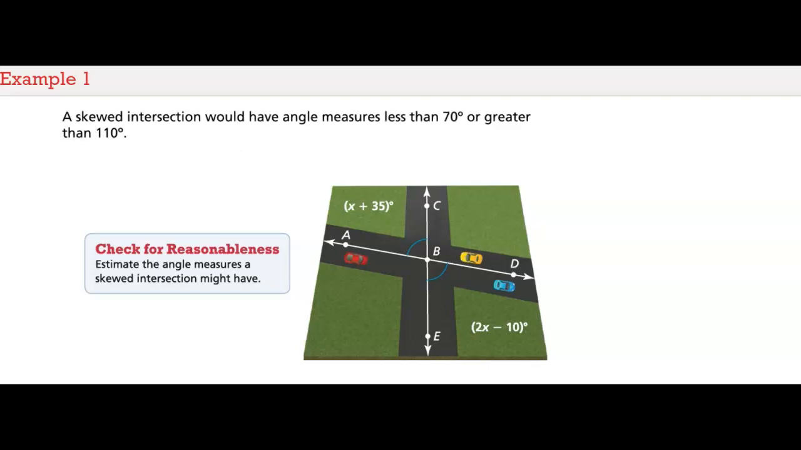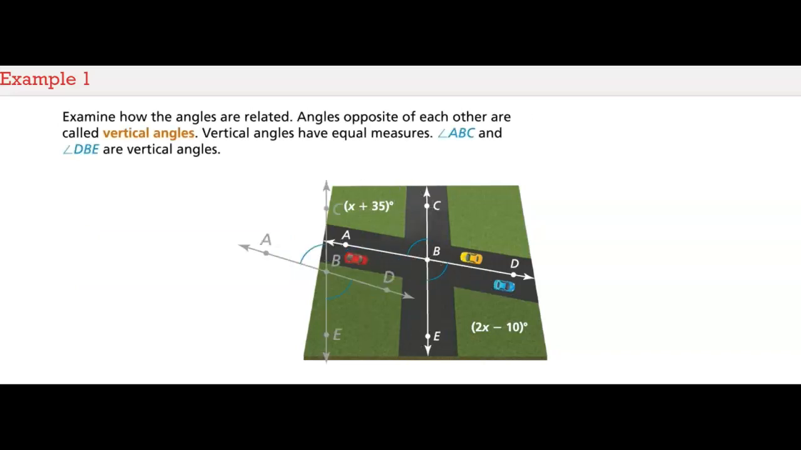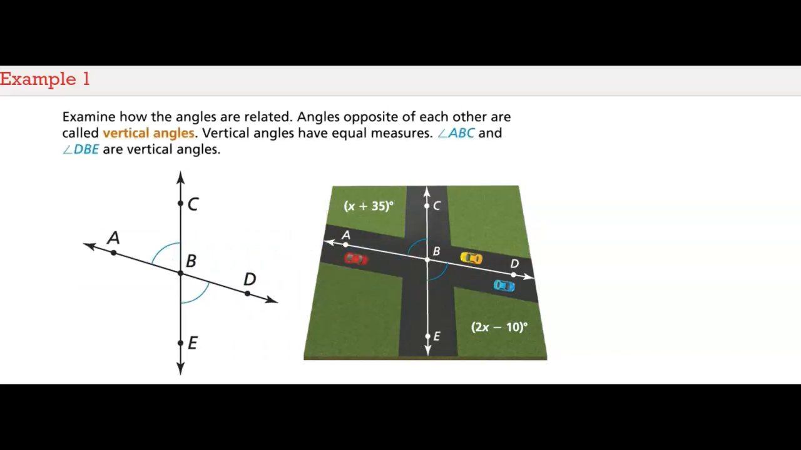A skewed intersection would have angle measures less than 70 degrees or greater than 110 degrees. Let's examine how the angles are related. Angles opposite each other are called vertical angles. Vertical angles have equal measures. In this example, angle ABC and angle DBE are vertical angles.